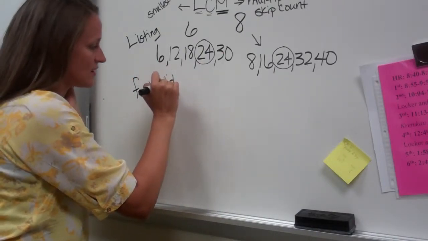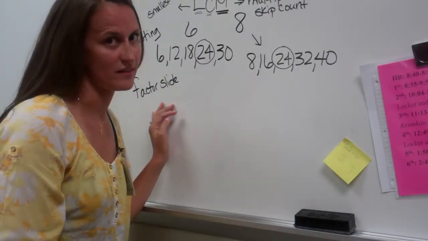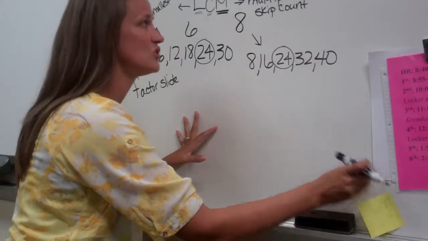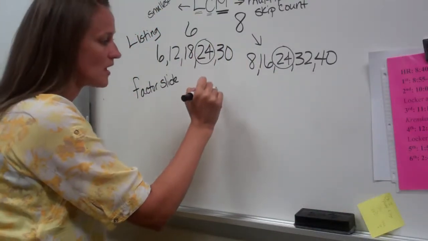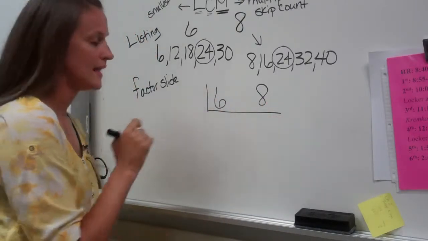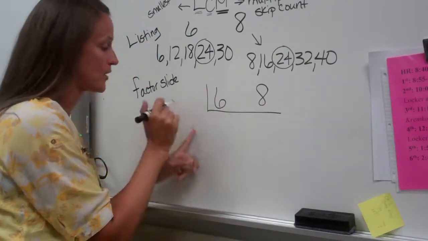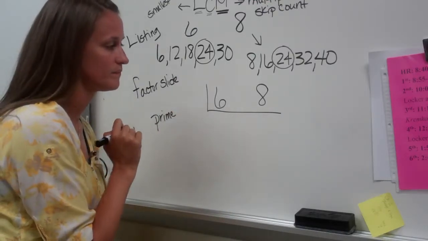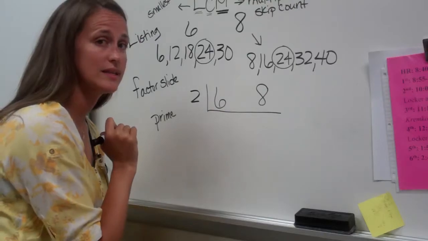Factor slide is another method we use. I hate to call it the factor slide. I just call it the sock method because it's used for multiples also. I put the 6 and the 8 in an upside down division box. And I'm going to look for a prime number I can divide them both by. Well, 2 works out really easy, doesn't it?